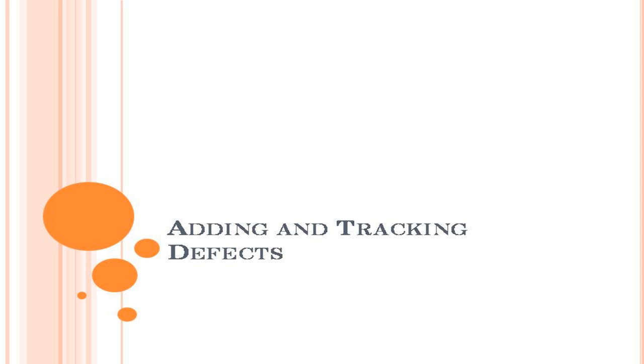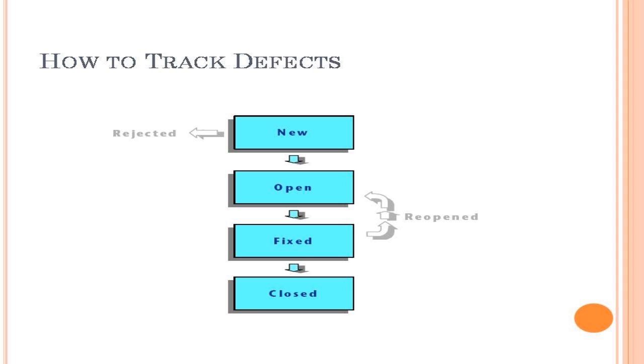defects to tests, creating favorite views. When you submit a defect to a Quality Center project, it is tracked through these stages: new, open, fixed, and closed. A defect may also be rejected, or it may be reopened after it is fixed. When you initially report the defect to a Quality Center project, it is assigned the status new by default.